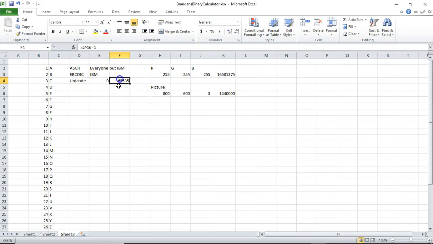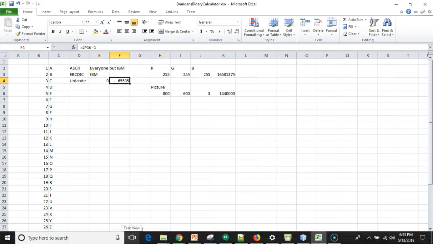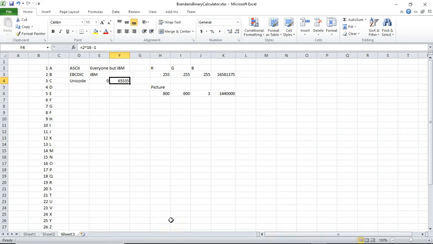Because we know with 2 bytes, we have negative 32,768 to positive 32,767 as our range of addressable numbers, or in other words, a total of 65,535 addressable numbers, which means that's the number of characters that we can map in Unicode.